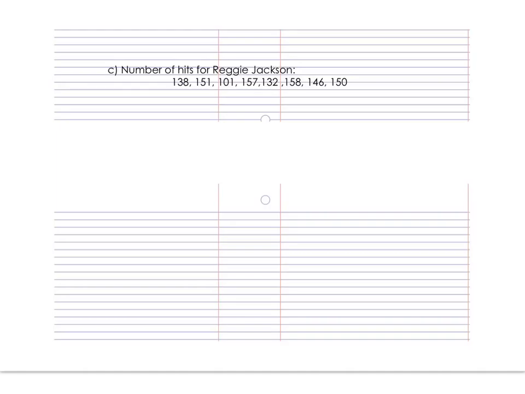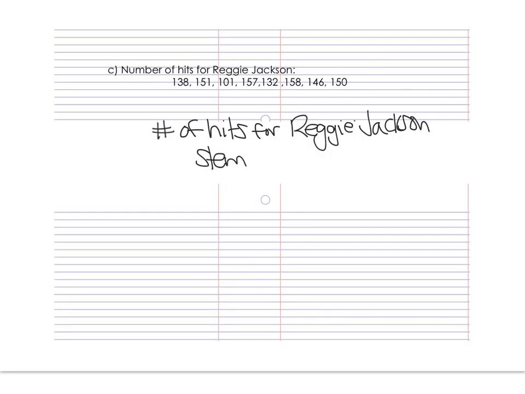Okay, let's take a look at an example for the number of hits for Reggie Jackson. As always, let's go ahead and make sure that we title our graph. And you can abbreviate number with the pound sign, which, as you guys know now, is hashtag. Okay, so there's my title. Let's label our stem, and let's label our leaf.